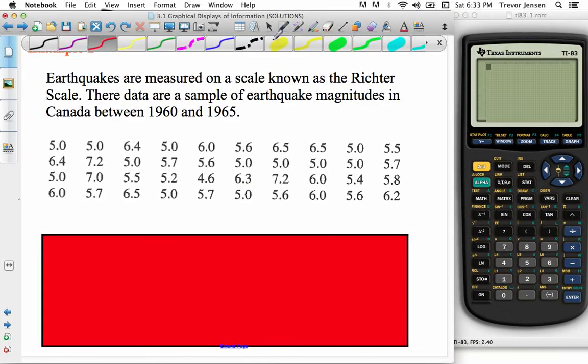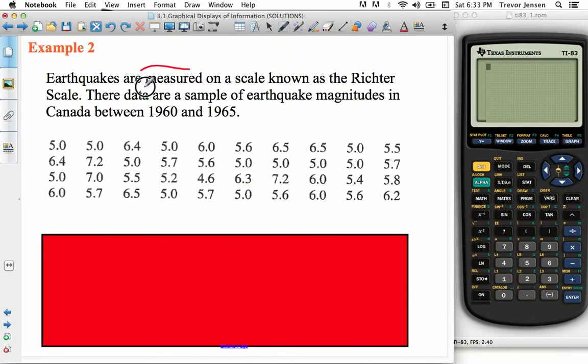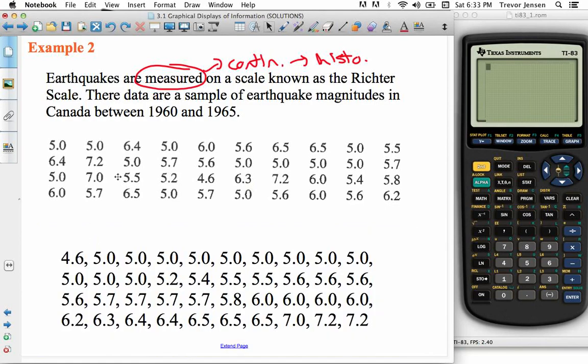Notice in the question, it tells us earthquakes are measured. So we're measuring the quantity of something that we know is a continuous variable. So we know we're going to use a histogram to display that data. Okay? So I've got all my data. First thing you have to do is put the data in order. So I'm going to do less explanation this time and just more of actually making the histogram. So put the data in order.